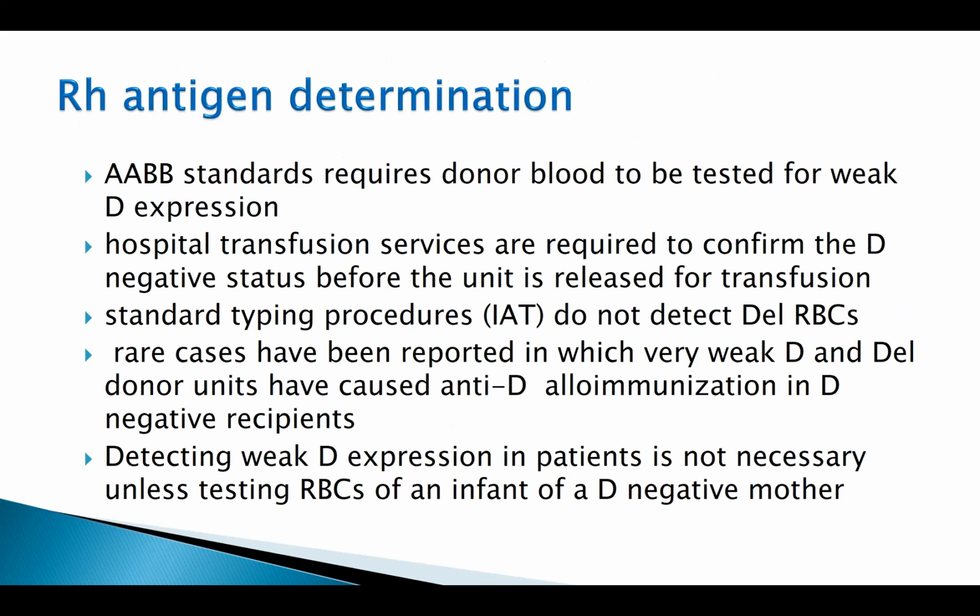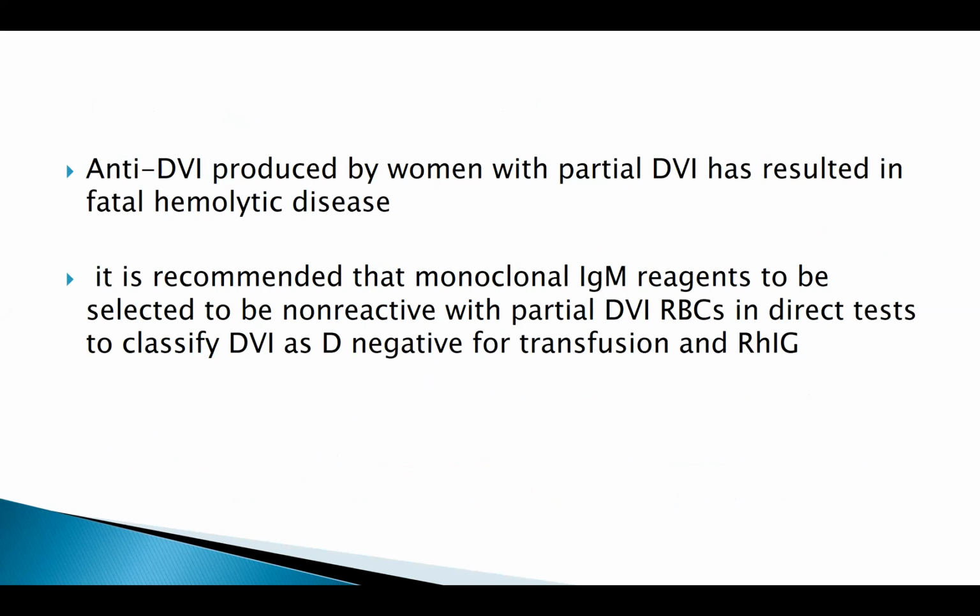The standard requires that donors be tested for weak D expression, but for the patient it's not necessary, and detecting weak D expression is not actually standard unless testing RBCs of an infant of a D negative mother. Anti-D produced by women with partial D has resulted in fetal hemolytic disease. It is recommended that in the laboratory monoclonal IgM reagent be selected to be non-reactive with partial D RBCs in direct test to classify the patient as D negative for transfusion or Rh immune globulin administration.